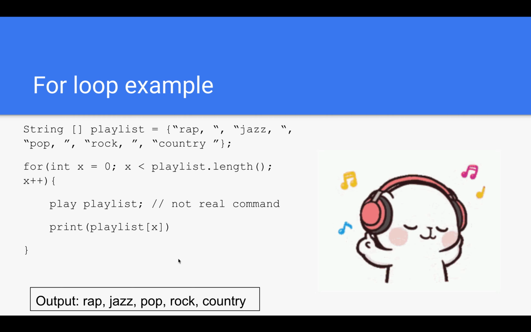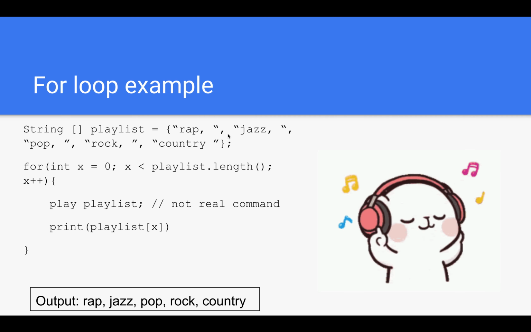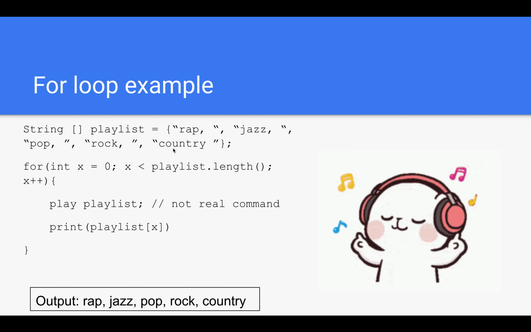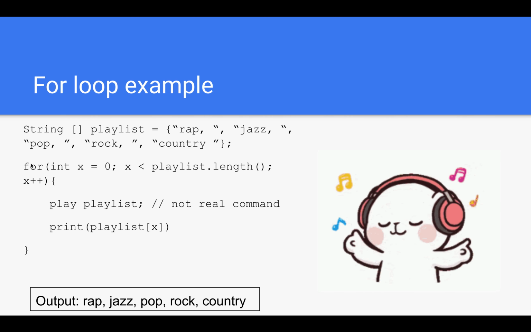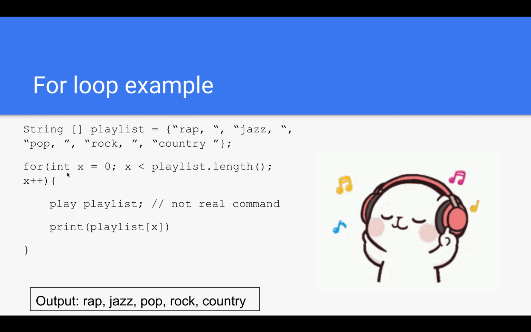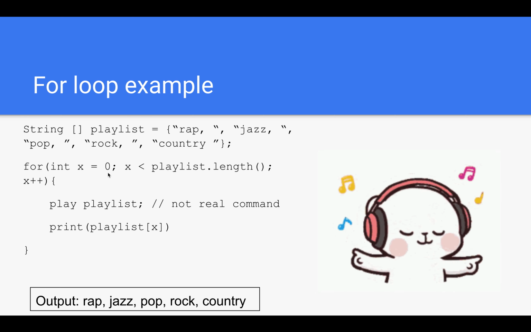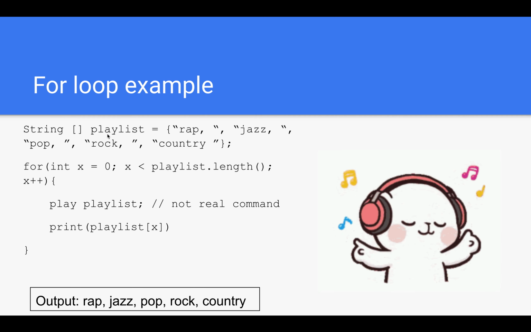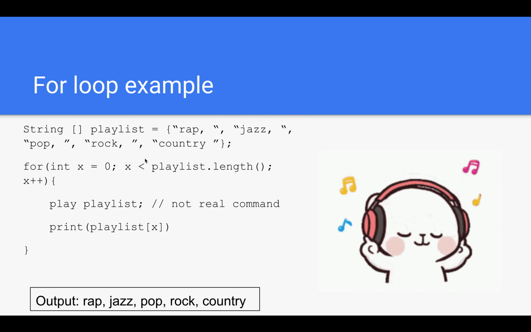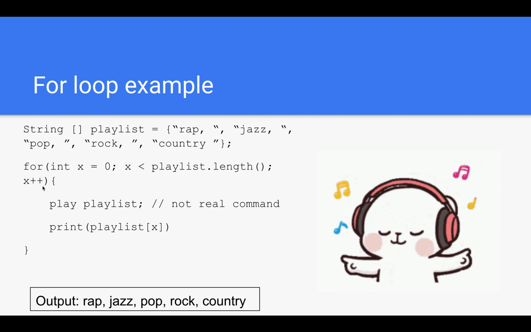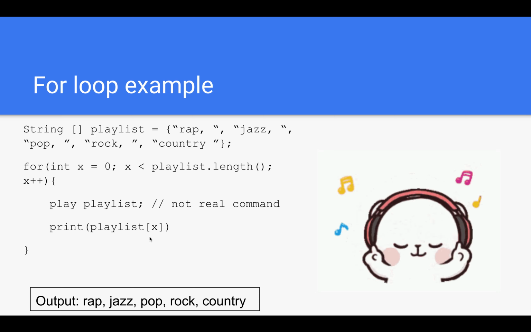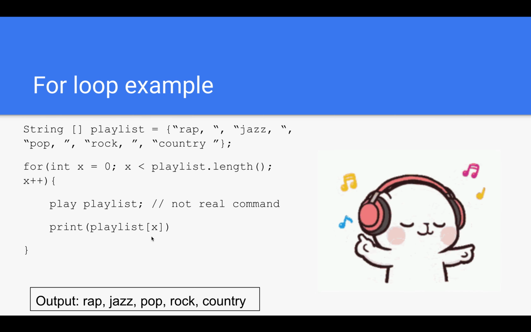Let's say I want to listen to a playlist with rap, jazz, pop, rock, and country music. So the incrementer is int x, which is equal to 0, and it'll increment till the playlist length, which is 1, 2, 3, 4, 5, and it'll increment by 1 every time. So it'll execute the playlist command and the print playlist value command every time it's incremented.